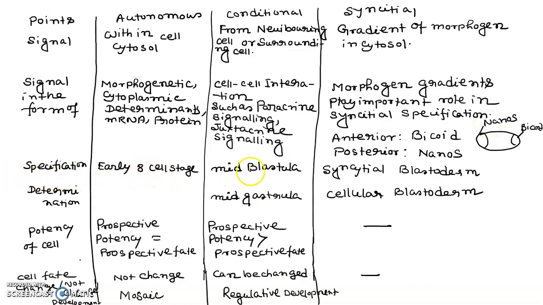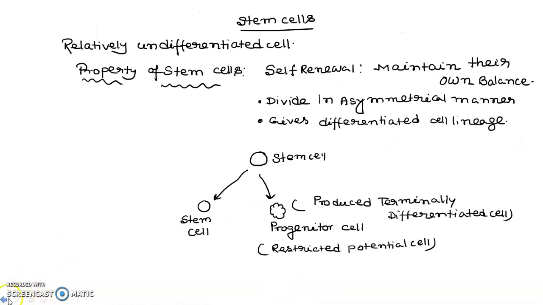Specification occurs at the early 8-cell stage for conditional specification, and in the syncytial blastoderm for syncytial specification. Determination occurs at the mid blastula stage, with cellular blastoderm formation. Regarding potency of the cell: prospective potency equals prospective fate in one case, and prospective potency is greater than prospective fate in the other. Does the cell fate change or not? In autonomous specification it cannot change, while in conditional specification the cell fate can be changed. Autonomous specification leads to mosaic development, and conditional specification leads to regulative development.